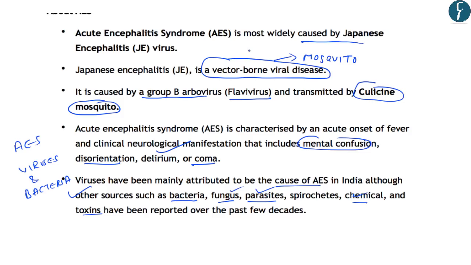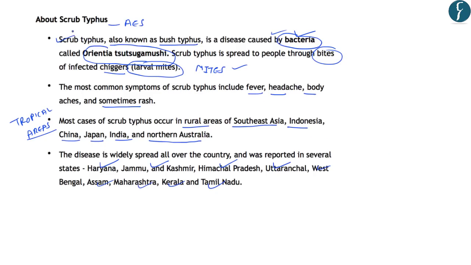So the key facts that should be remembered are that Japanese encephalitis is a vector-borne disease and the vector in this case is the culicine mosquito. However, AES, or acute encephalitis syndrome, is also caused by bacteria, fungi, parasites, chemicals and toxins besides viruses. In case of scrub typhus, which is a type of acute encephalitis syndrome, it is caused by a bacteria and not by a virus. And the name of the bacteria is important, which is known as Orientia tsutsugamushi. And it is spread to people through the bites of larval mites. Further, it is found in tropical areas in the world and it is widely distributed all over India.